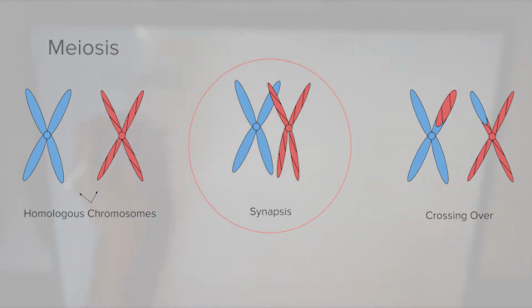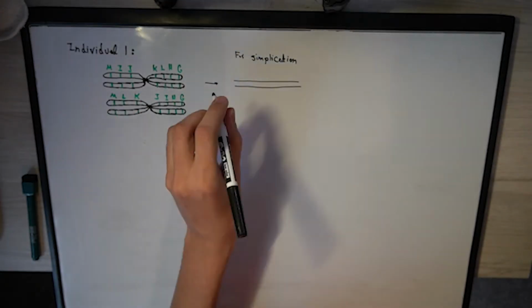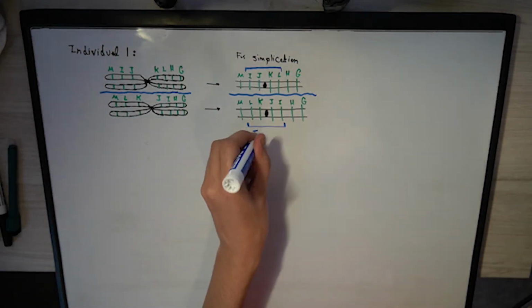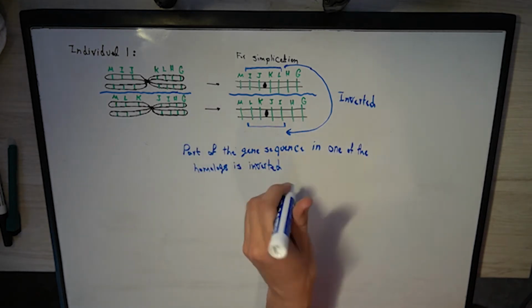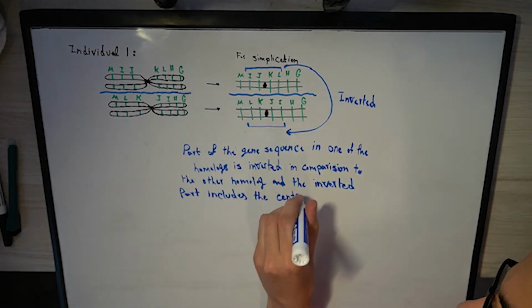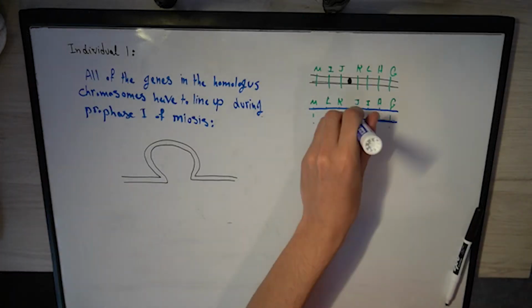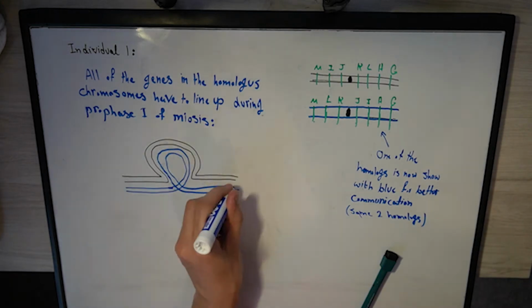Chromosomal aberrations may exist during synapsis, which can either lead to non-viable gametes or viable gametes that ultimately lead to speciation. In individual 1's chromosomes shown here, it can be seen that one of the chromosomes in the pair has a pericentric inversion, meaning the order of a series of the genes in the sequence has been inverted, and the inversion includes the centromere. Therefore, for all of the genes to be able to line up during prophase 1 of meiosis, an inversion loop needs to form.